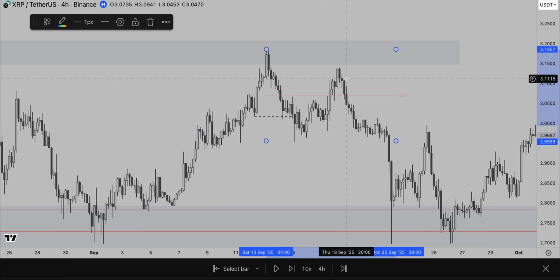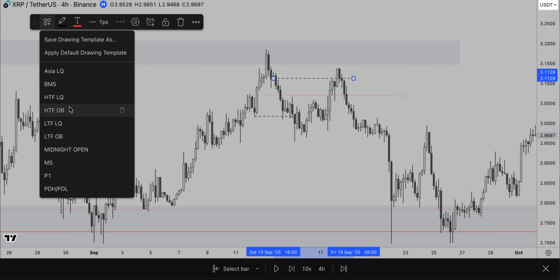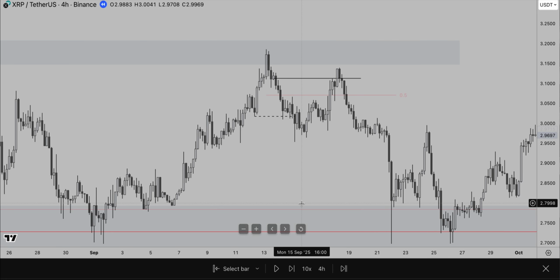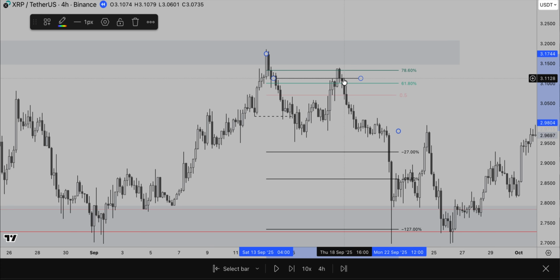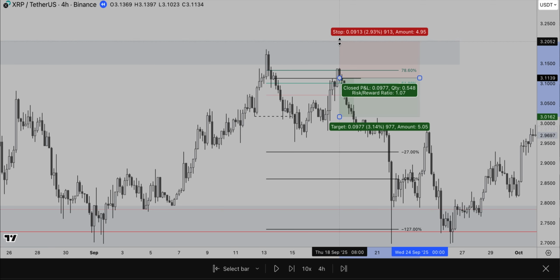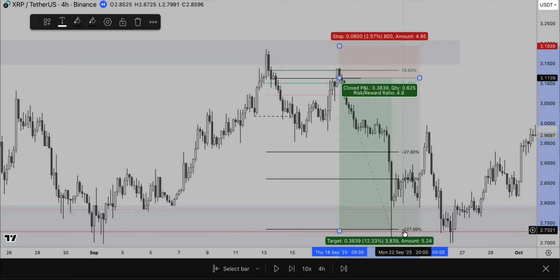So now let's mark on all of the key PD arrays within this range. So we have this order block down here. So we can mark that order block on. And we also have an OTE level, which is within this region as well. Now we can actually take an entry from here to the downside. And we will target the lows down here. So that's a very, very clean and clear entry.